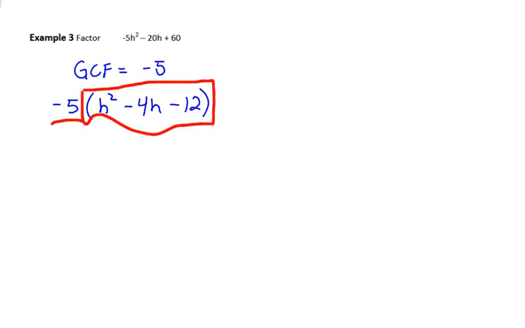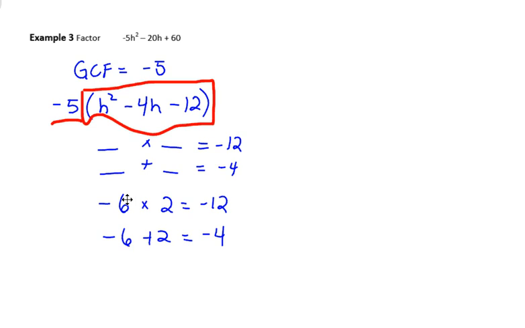From that trinomial, we need to now ask ourselves that same question. Two numbers that add to negative 4 and multiply to negative 12. The two numbers are negative 6 and 2. Negative 6 and 2 multiply to negative 12. Negative 6 plus 2 adds to negative 4. So now we're going to take these two factors and write them with our x's. So we take x minus 6 and x plus 2.